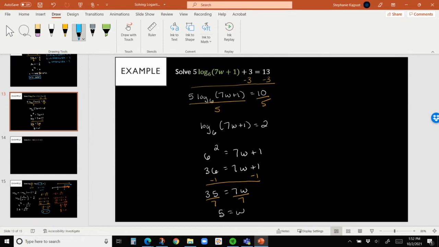But we need to check our domain. So our domain is the inside of that log, which is 7w plus 1. That needs to be greater than 0. So when I subtract 1 from both sides, 7w needs to be greater than negative 1. And when I divide both sides by 7, w needs to be greater than negative 1/7. So 5 is definitely larger than negative 1/7. So it is within our domain and it will work in the equation.